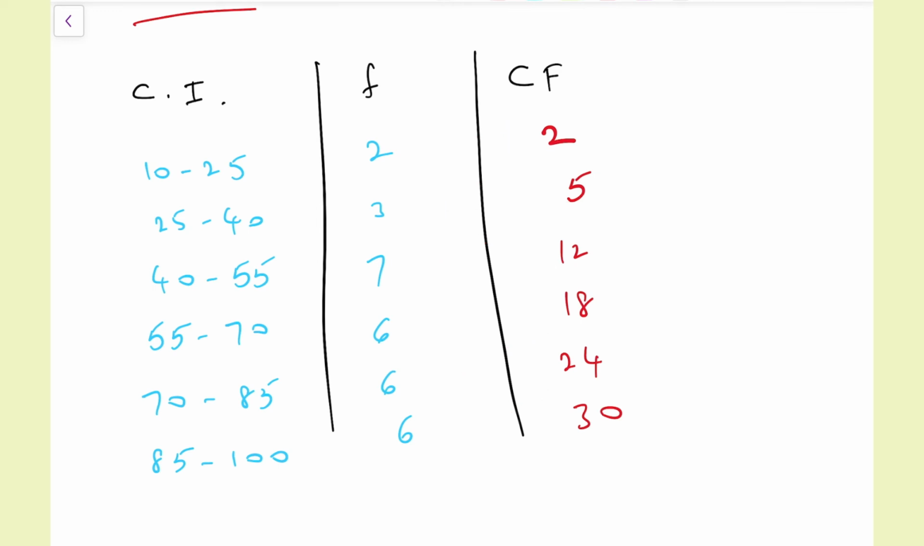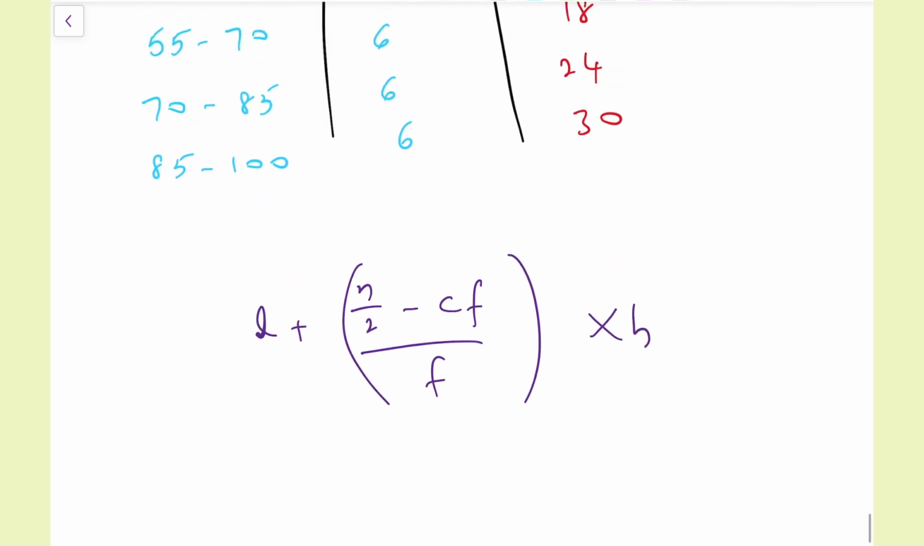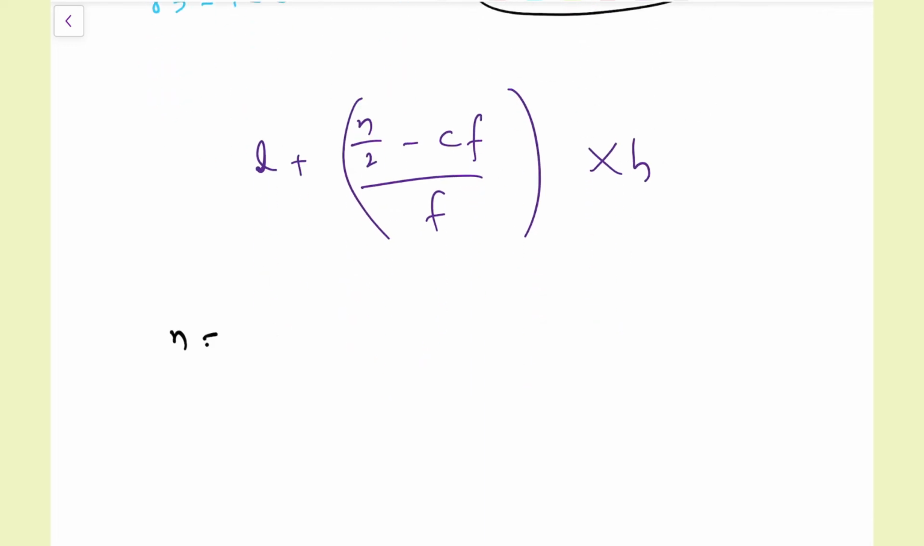Now let us write the formula for median. Median formula is L plus N by 2 minus CF by F into H. Now what are these L, N by 2, CF, everything we will get to know, don't worry. So here in the cumulative frequency, the last number is N. So N equals 30. Now find out N by 2. So 30 by 2 equals 15.